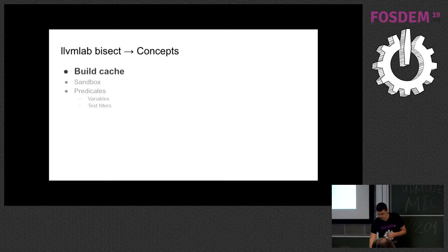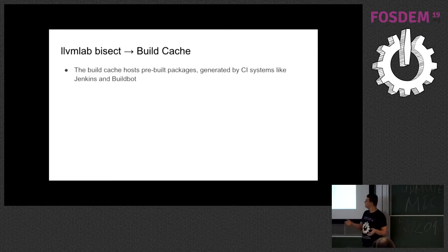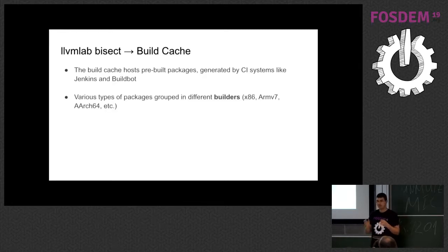A few concepts are involved. The first one, and one of the most important for the sake of LLVM lab bisect, and the main argument for using it, is saving time. The build cache is a cache full of pre-built packages with the toolchain. Basically, CI systems, so continuous integration systems, Jenkins and BuildBot, generate these packages. There are many types of packages that you can use out of the box, like x86, ARMv7, and AArch64. They are stored on Google Cloud Storage, so you can download them.